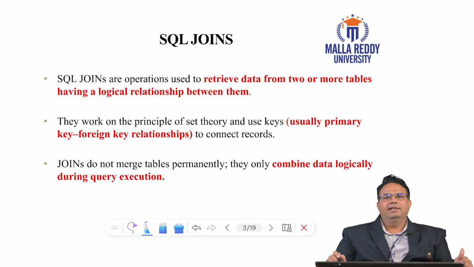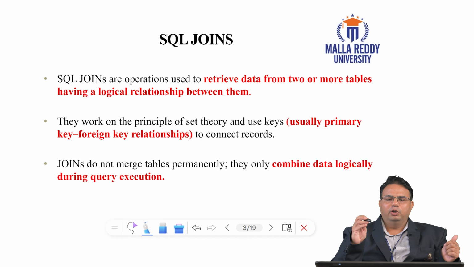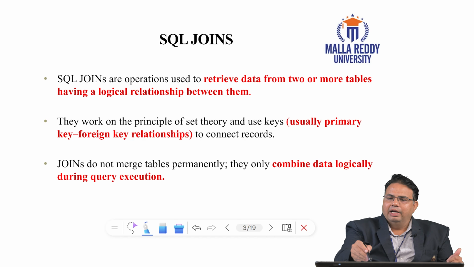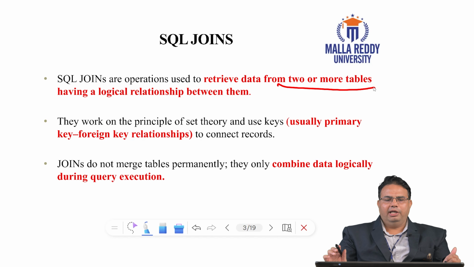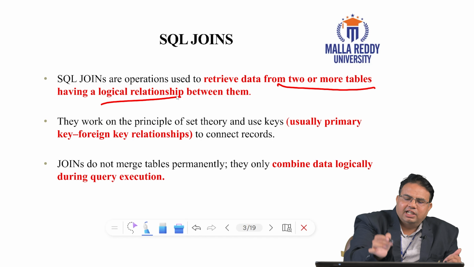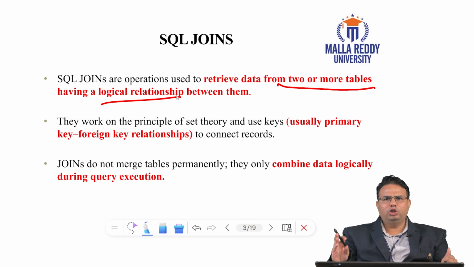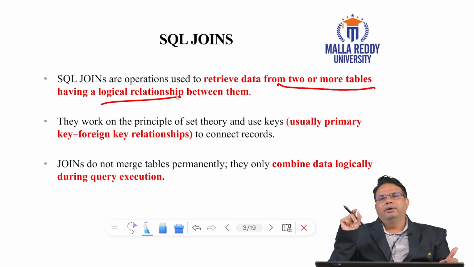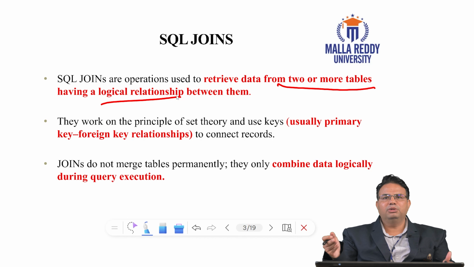So what are SQL joins? SQL joins are used to retrieve data from two or more tables that have a logical relationship between them. The purpose of joins is to retrieve data from two or more tables. One single point to be understood is what a table is. A table is the place where data is stored. So here you have two or more tables, with a logical relationship between them, and that is retrieved by means of joins.